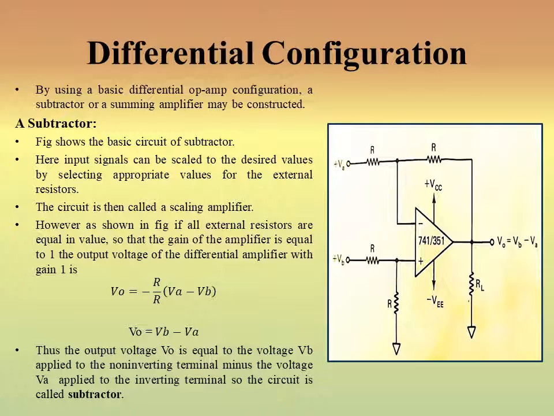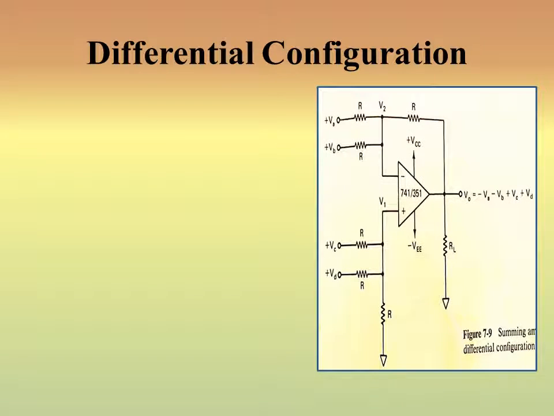Now we will see how this differential configuration can act as a summing amplifier. For this, first we'll consider this figure. In this figure, as you can see, we are applying two inputs VA and VB at the inverting end and VC and VD at the non-inverting end, and then we have calculated the output voltage. So we'll discuss how this output voltage comes out.